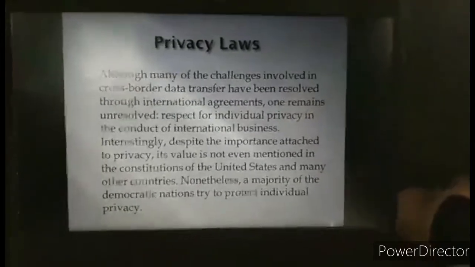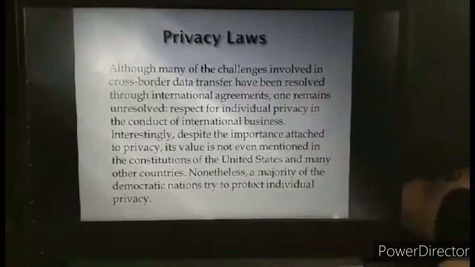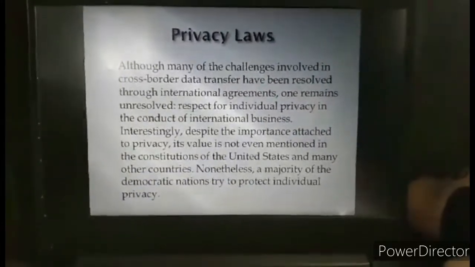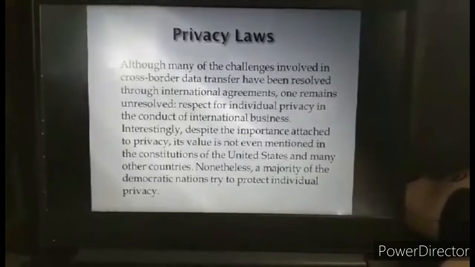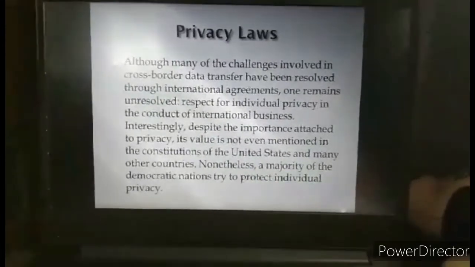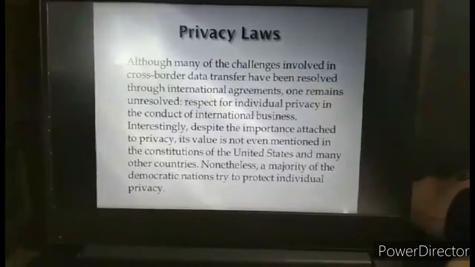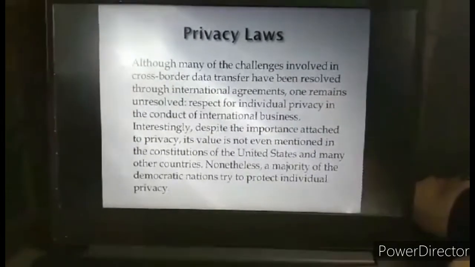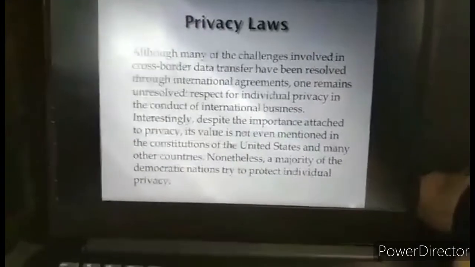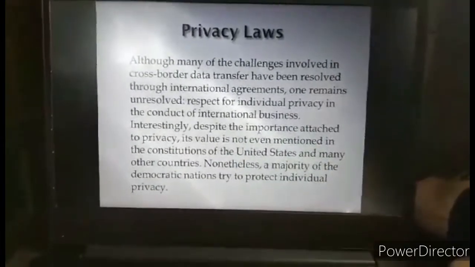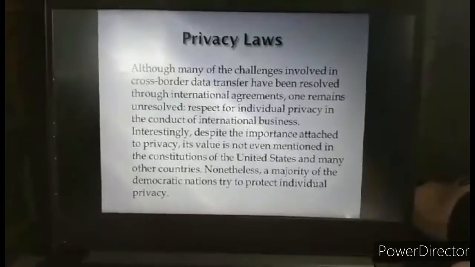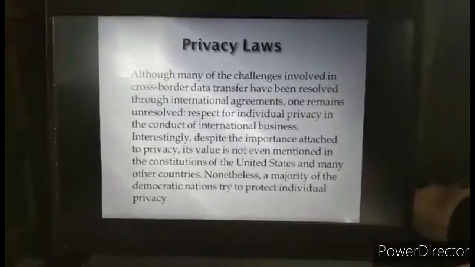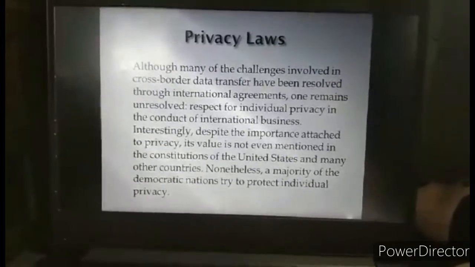Privacy laws. Although many of the challenges involved in cross-border data transfer have been resolved through international agreements, one remains unresolved: respect for individual privacy in the conduct of international business. Interestingly, despite the importance attached to privacy, its value is not even mentioned in the Constitution of the United States and many other countries. Nonetheless, a majority of democratic nations try to protect individual privacy.